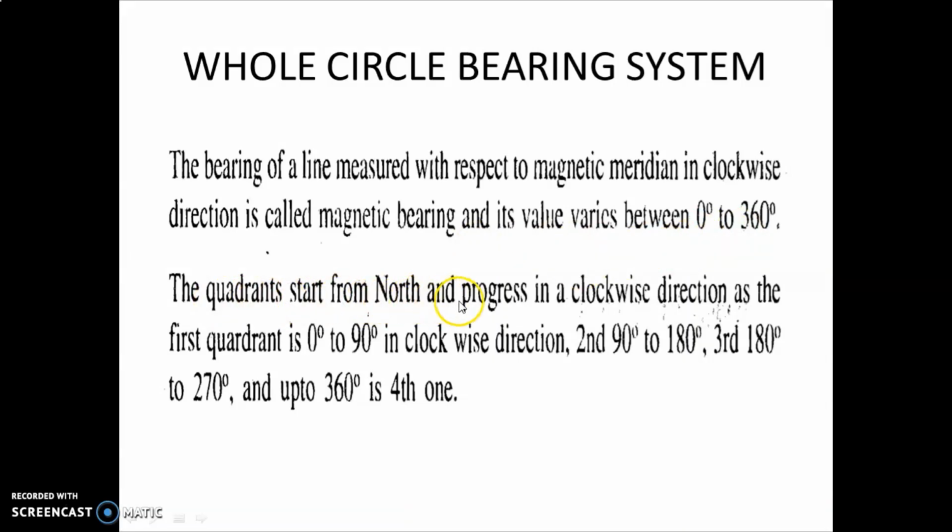The quadrants start from north and progress in a clockwise direction: the first quadrant is 0 to 90 degree in the clockwise direction, second is 90 to 180 degree, third is 180 to 270 degree, and up to 360 degree is the fourth one, as I already mentioned.